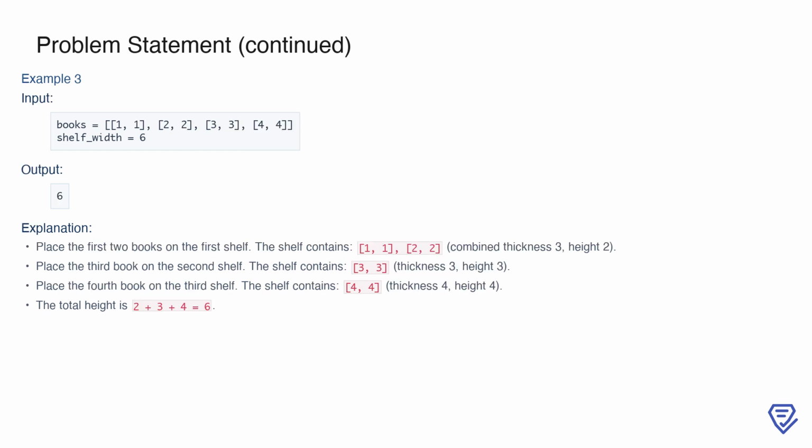Now, let's look at another example. Here, the input is 1, 3, 2, 4, 3, 2, and the shelf width is 6. In this case, all three books can fit on the same shelf because their combined thickness is exactly 6, which matches the shelf width. The height of this shelf is determined by the tallest book on it, which is 4. Since all the books fit on one shelf, the total height is simply 4. This demonstrates how placing books optimally on a single shelf can sometimes minimize the total height.